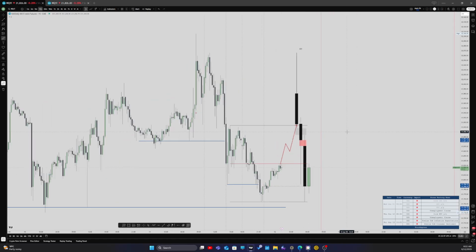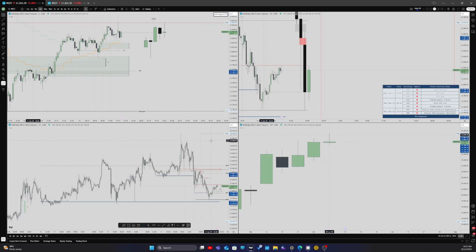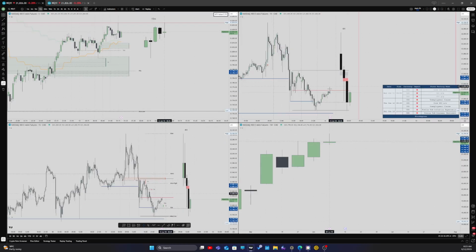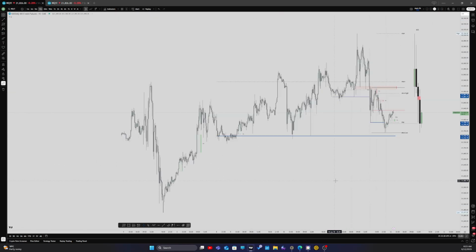So let's wait and let's trade what we see price doing. And that's it for this session. As I said, overall kind of neutral today until the market will show us its hand.